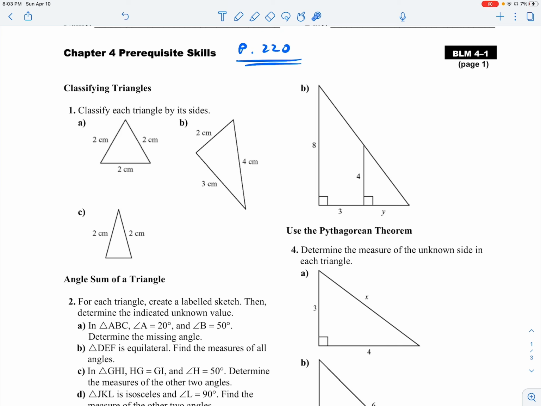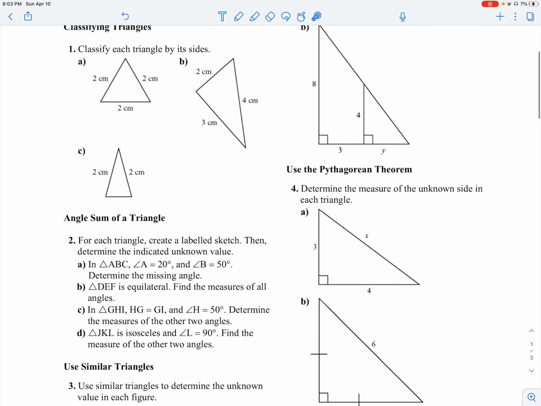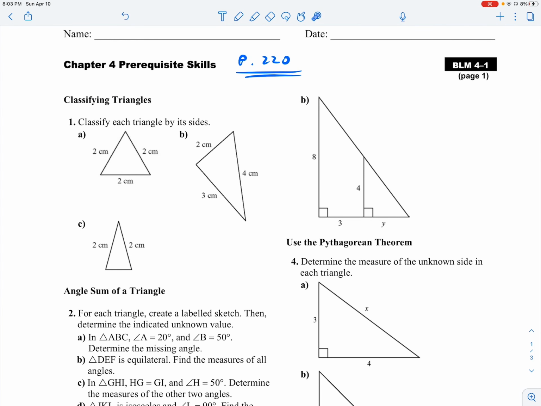So I actually suggest that you pause this video, go ahead and try to do all the prerequisite questions on page 220. And if you get stuck, you can then resort to this video. In this video, I'm just going to go through all these questions here. There are 13 of them. Okay, let's get this started.